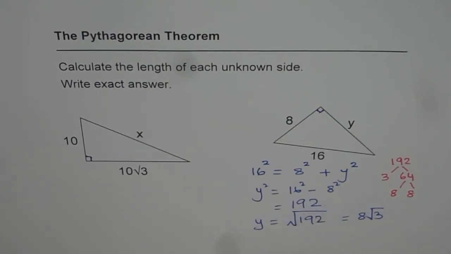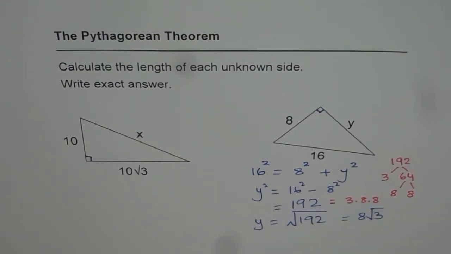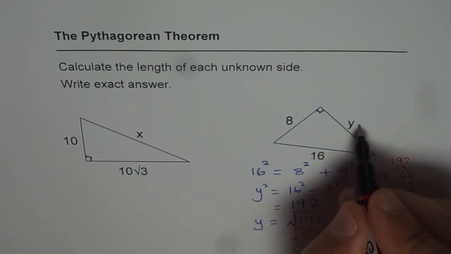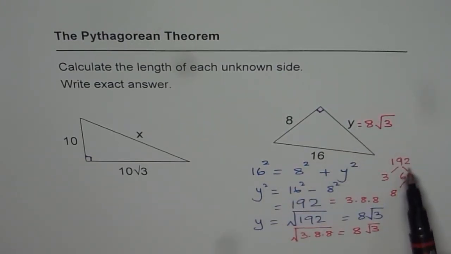So what you could have done is, you could have written 192 as 3 times 8 times 8. Do you understand? So when you do square root of 3 times 8 times 8, what do you get? Since there are two 8's here, we can take one of them out and 1 square root 3 remains. That's what we get. And the same answer, 8 square root of 3. So that is the value of y, which is 8 square root of 3. I hope you appreciate this method of factoring. This is called prime factorization.